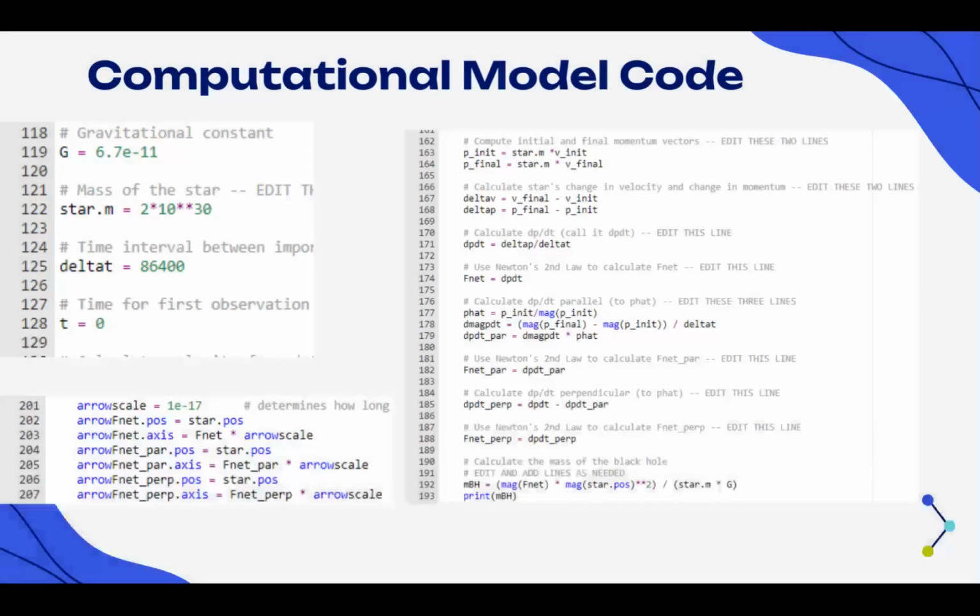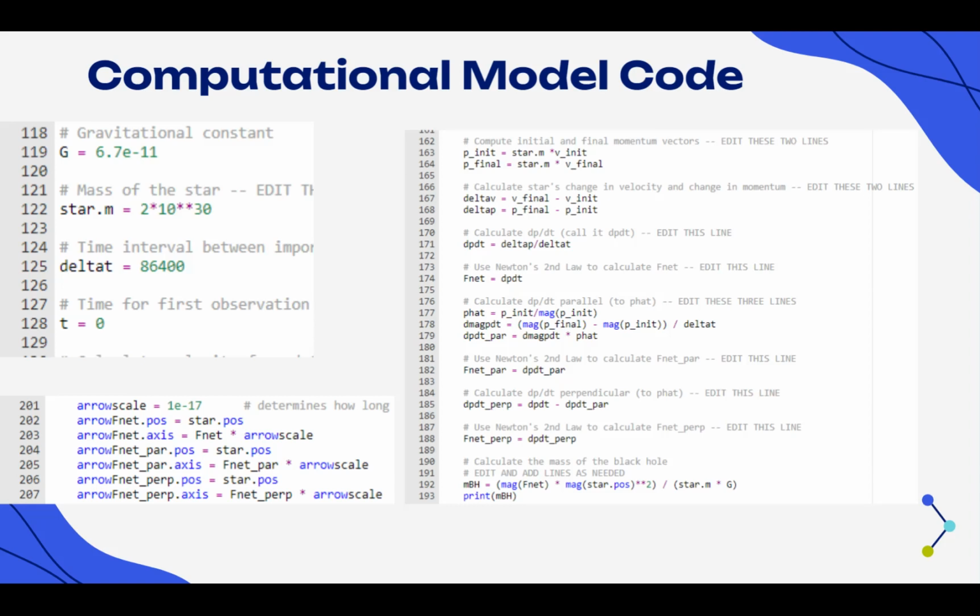So after changing the mass of the star and delta t to the mass and time mentioned earlier, I went ahead and began writing code to compute various things. First, I found the initial and final momentums, which are calculated by multiplying the mass of the star by the initial and final velocity respectively. Next, I calculated the star's changing velocity and momentum, which I did by simply subtracting the initial values from the final values. Then, I calculated dp over dt, which is equal to the change in momentum over change in time. F net is equal to dp over dt based on Newton's second law.